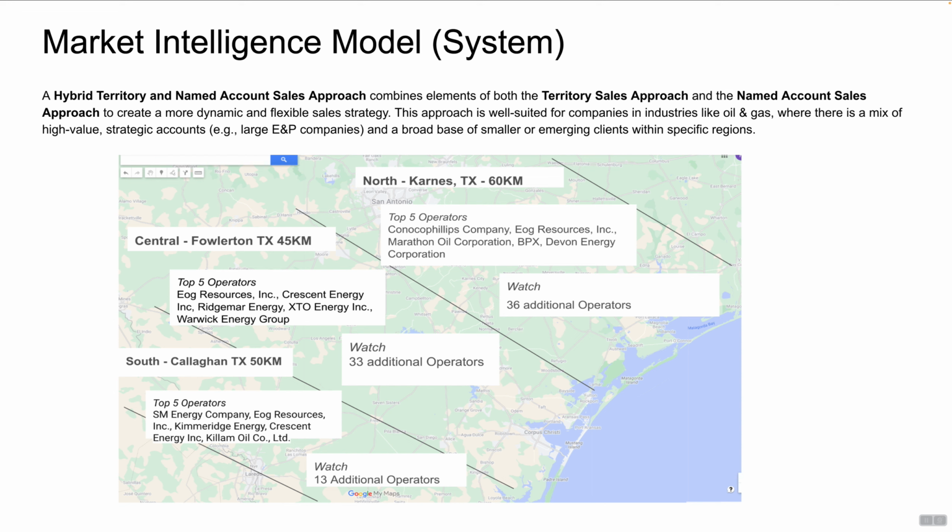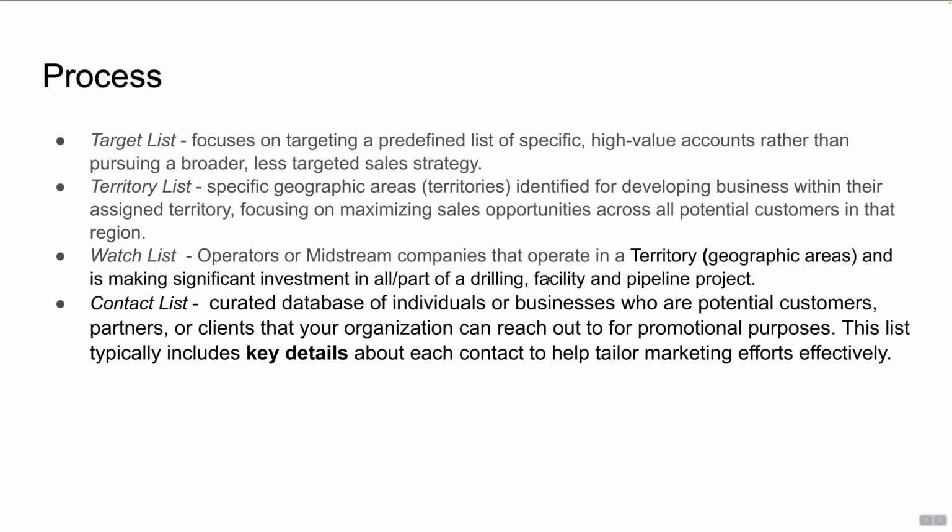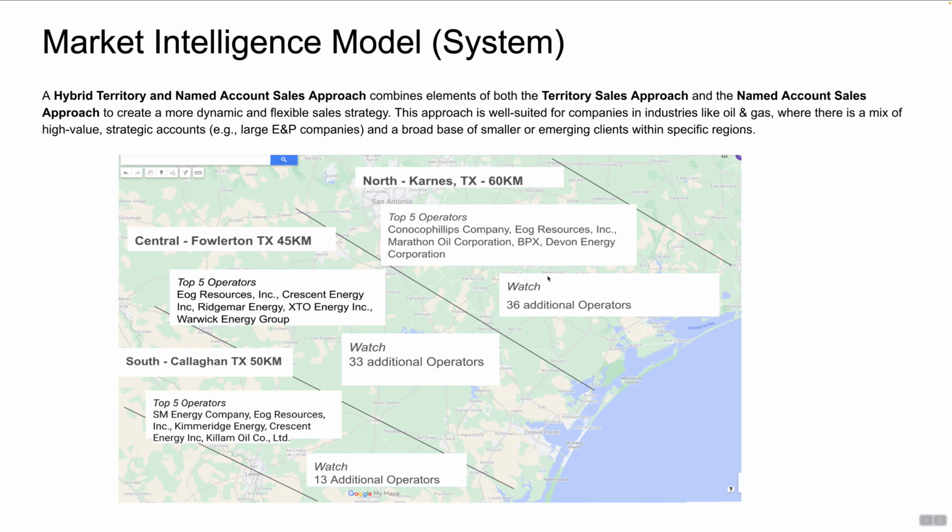when we look at it from a market research perspective. Helping people to use this market research to generate new leads. That's really based on a hybrid territory as well as a named account approach. So we've got a multi-basin approach. So here's the Eagleford, covers a large geographic area. And what we've looked at is we've broken it down into the north, the central, and the south.